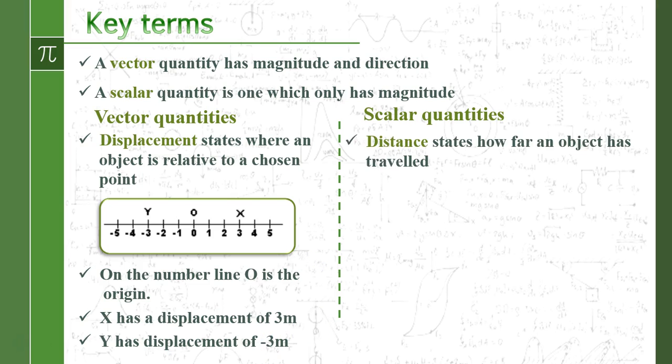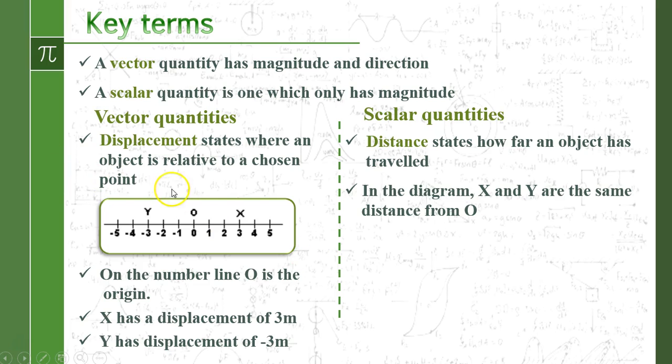If you have a look at the equivalent in scalar terms, the term we're looking at there is distance, which basically just tells you how far an object has travelled. So again, on our diagram, we've got O, X and Y, and those two things are the same distance. They are both 3 meters from O, because, for example, to get from O to Y, you've travelled 3 meters.